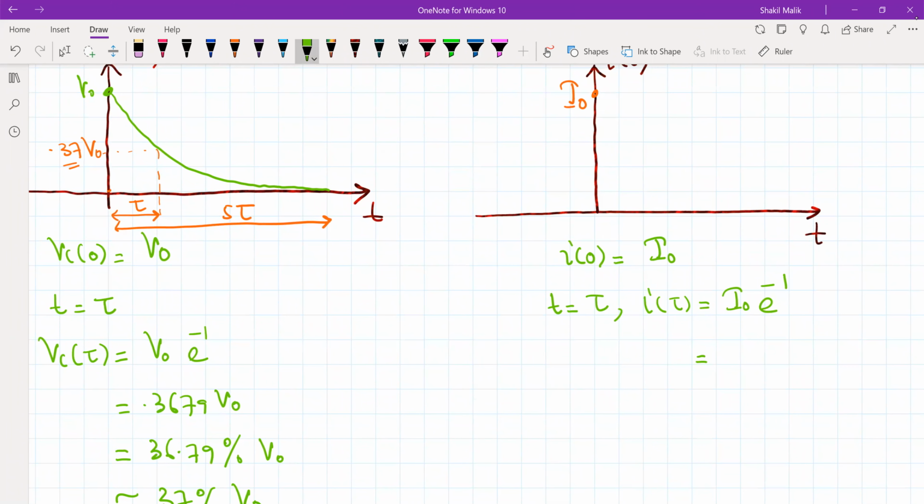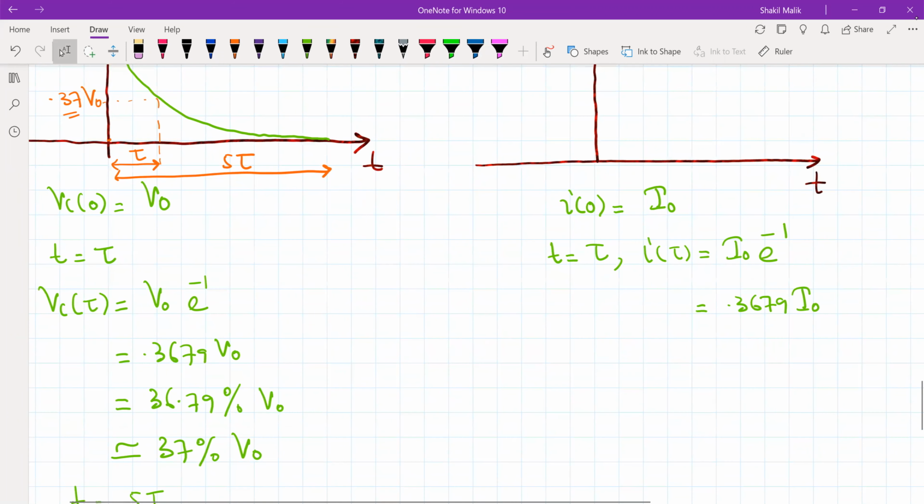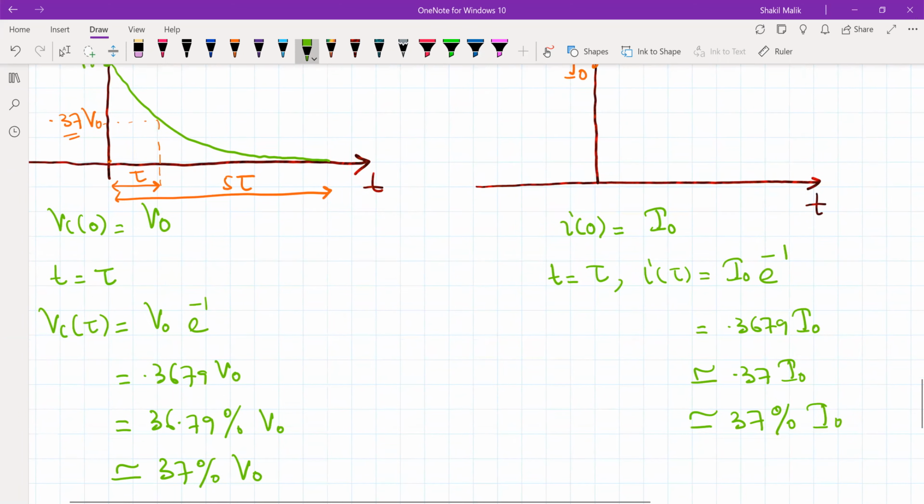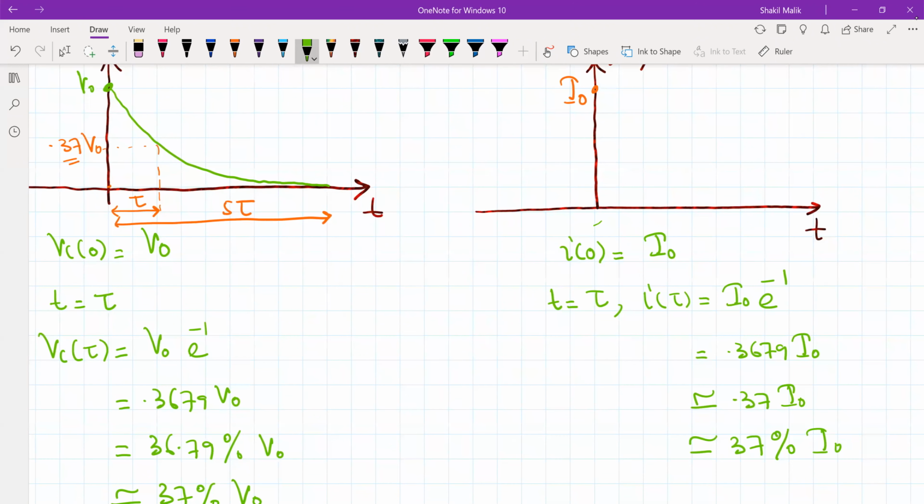So it will be this, that's equal to 0.3679 times I naught. And you can say this is approximately 0.37 I naught. In other words, this approximately drops to 37% of the initial value, meaning the value of the inductor current in one time constant is almost here, if you say this is 0.37 times I naught. All right, so this is the inductor current.